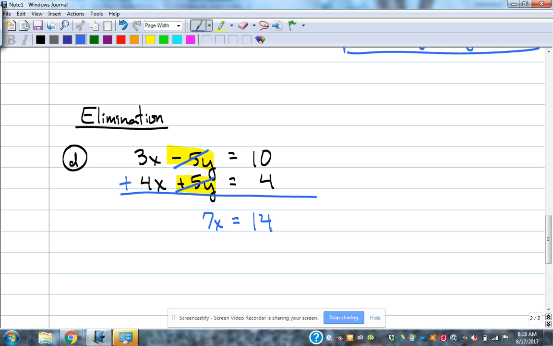And then we've got a one-step equation to solve. Ooh, that's easy, right? Because x would be what? Yeah, 14 divided by 7, x would be 2. That's why I like elimination. One-step problems to do. And then, how do we get y, though?